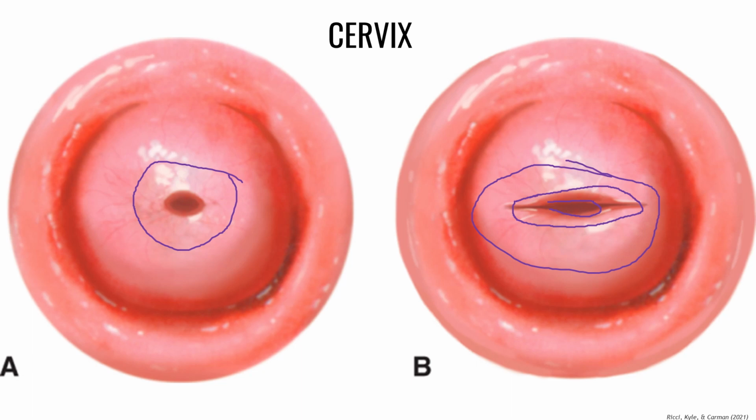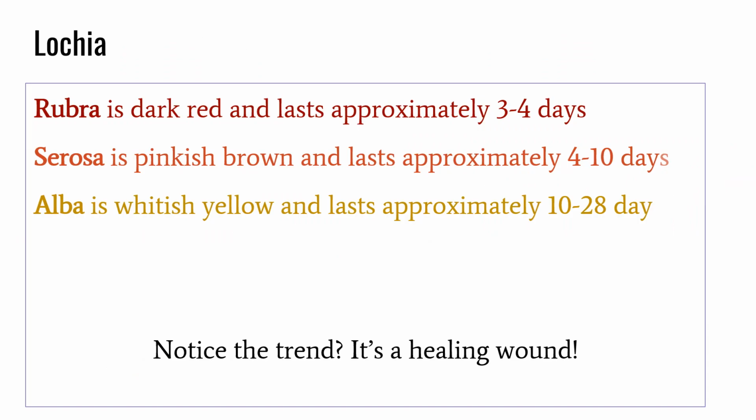I wanted to show you what an internal and external os looked like because you might hear providers talk about this during your labor observations. Lochia passes through 3 stages.